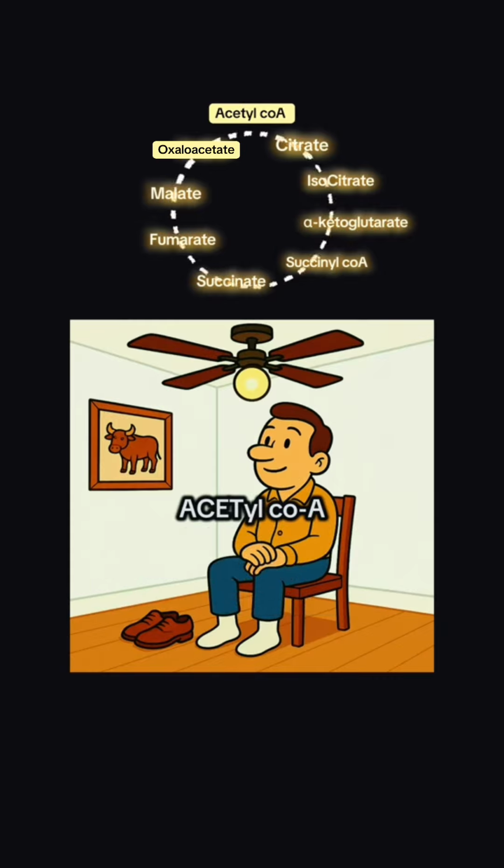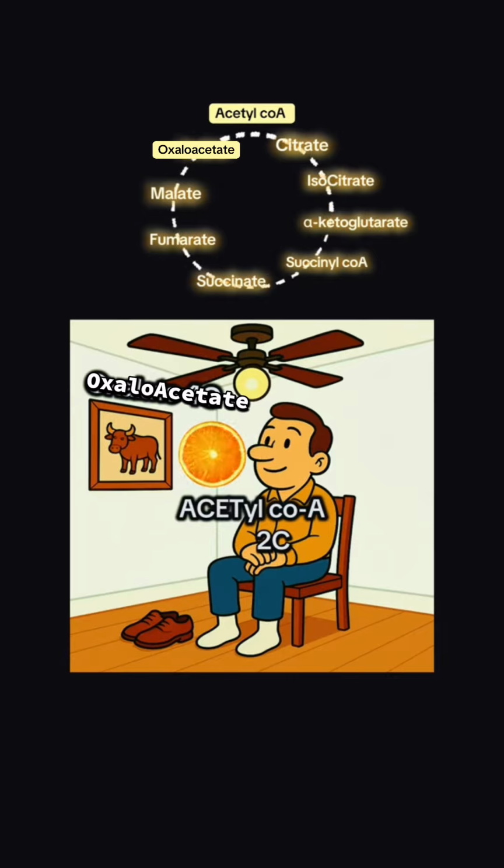As he takes a seat and admires the ox picture on the wall, that should help you remember that acetyl-CoA and oxaloacetate combine to make citrate to start the TCA Krebs cycle all over again.